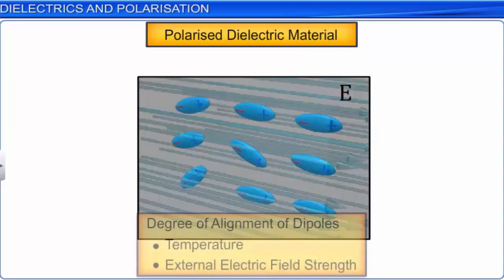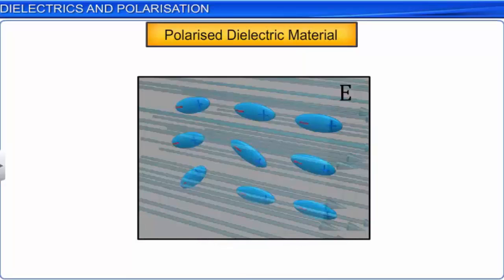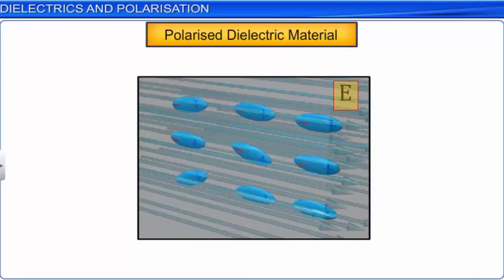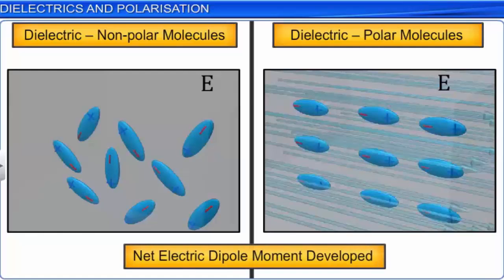The degree of alignment of the dipoles with the external electric field direction depends on the temperature and also on the external electric field strength. In general, the alignment increases with increasing electric field strength and also with decreasing temperature. Thus, we observe that the dielectric material is polarized irrespective of whether it is made of polar or non-polar molecules, and they develop a net electric dipole moment in the presence of an external electric field.